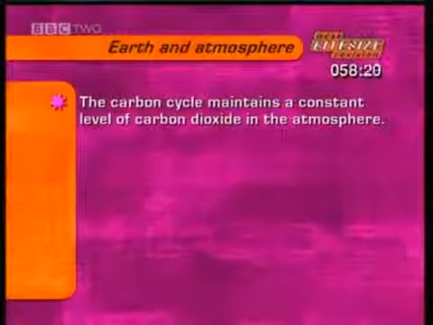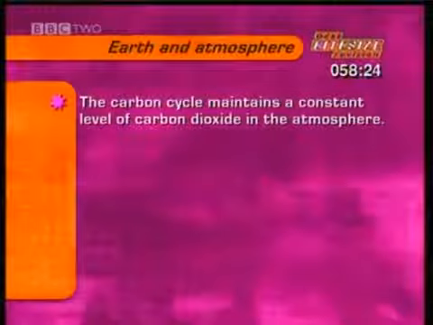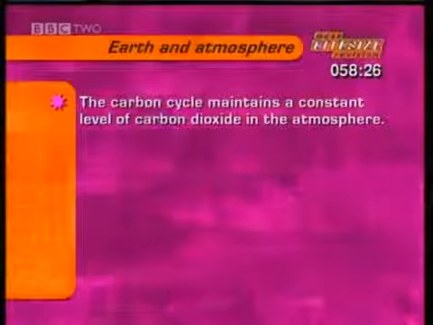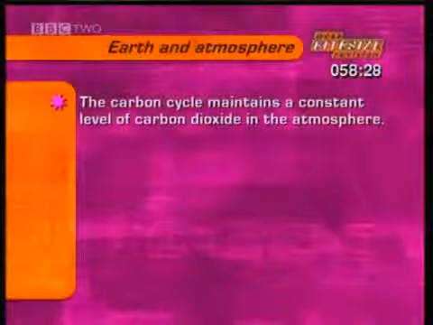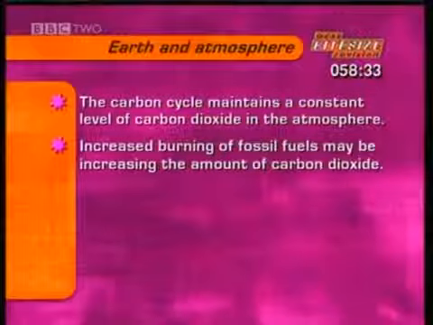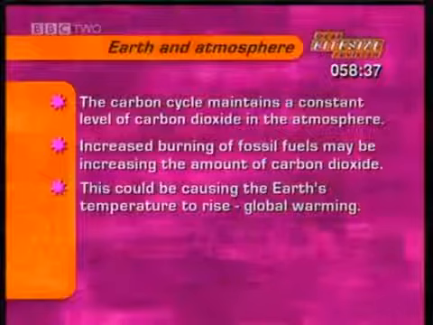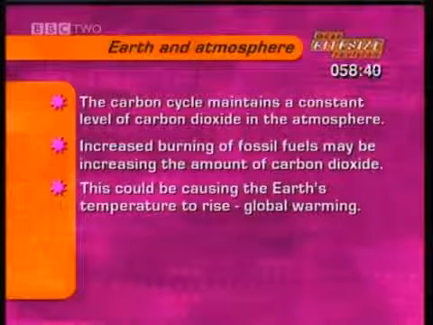So the carbon cycle of respiration and photosynthesis among animals and plants maintains a constant level of carbon dioxide in the atmosphere. There's also concern that burning fossil fuels, like coal and petrol, is increasing the amount of carbon dioxide and causing the Earth's temperature to rise. That's global warming.